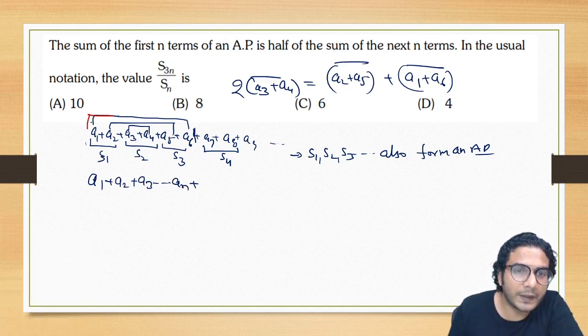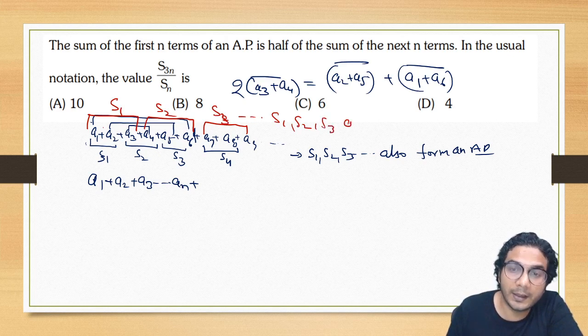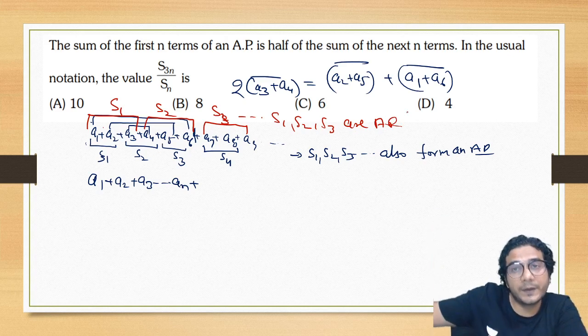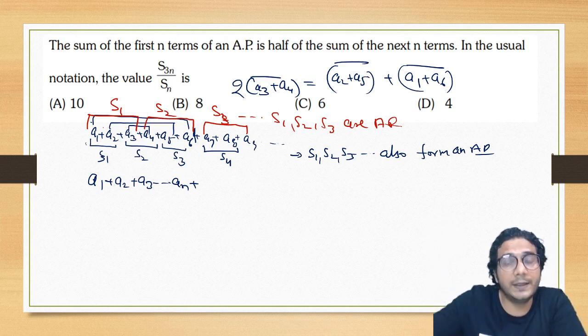So if you take the first three terms, then the next three terms, then the next three terms, and call these S1, S2 and S3, then S1, S2 and S3 are in AP. Similarly, you can take four terms, then the sum of the next four terms, then the sum of the next four terms.